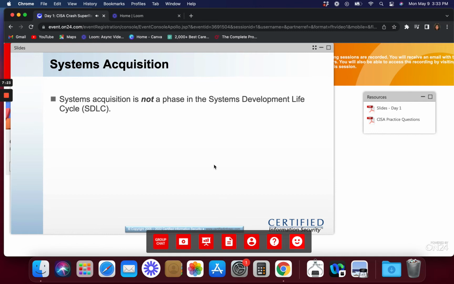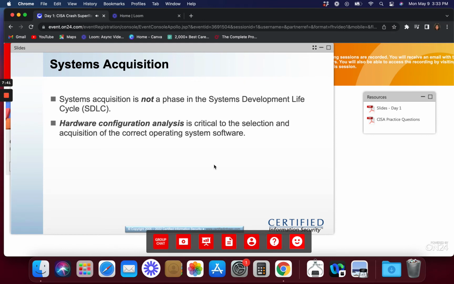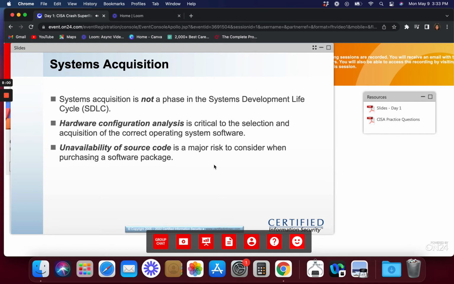That's the current CISA exam. However, on the more modern C-Risk exam, it is considered part of the SDLC. Yep, inconsistencies between tests. Gotta love it. But for your purposes, for this version of the CISA exam, systems acquisition is not included in SDLC because we're developing, not acquiring. Hardware configuration analysis is critical to selection and acquisition of the correct operating system software. Again, just various things you gotta memorize when it comes to systems acquisition concerns and best practices.